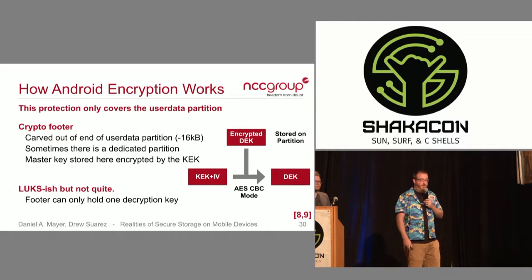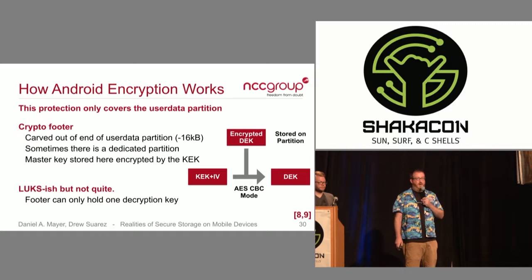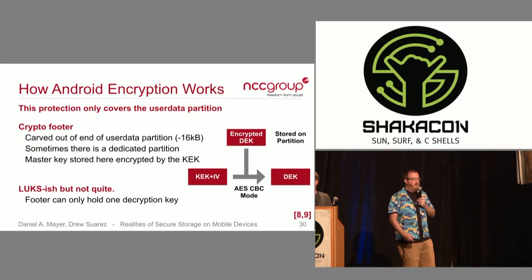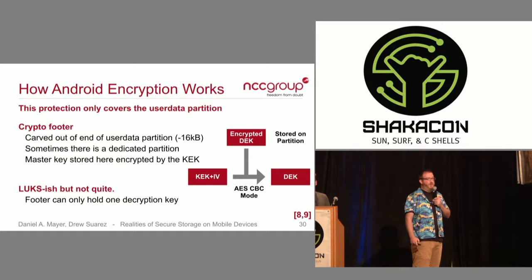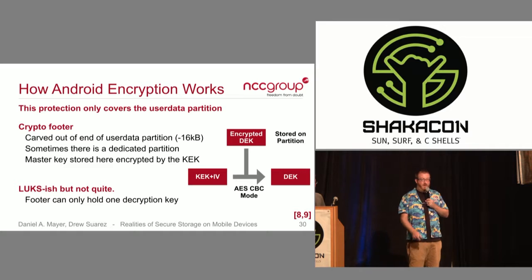So back to the crypto footer. The encrypted DEK is stored, and it's usually carved out of the end of the user data partition. Some devices have a dedicated crypto partition for this metadata. But Android's encryption only protects one partition on your entire device, and that's the user data partition, where all of your settings and user-downloaded apps and everything go. That leaves the boot and system unencrypted, and we'll see why that matters in a little while.